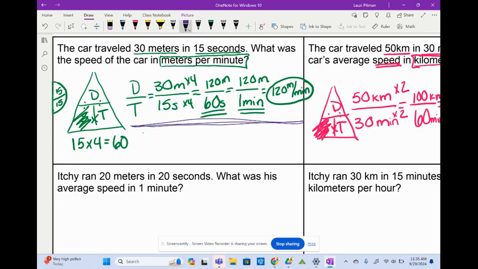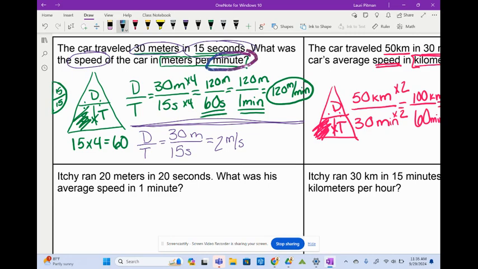So with this problem, we had distance over time, which gives us 30 meters over 15 seconds, which is what they tell us up here in the problem. We can go ahead and solve for speed because that's what we're looking for here. They asked us for speed. I know that 30 divided by 15 is 2. So the speed here per second is 2 meters per second. But then again, we have to think, okay, how many seconds are in a minute? Because that's what they're asking for. They want it to be per minute.